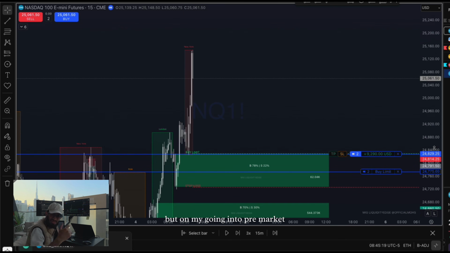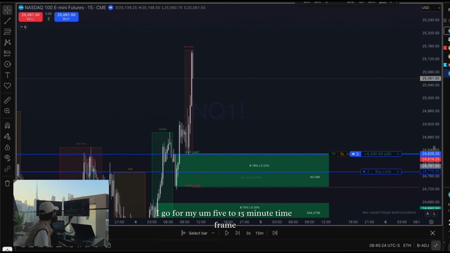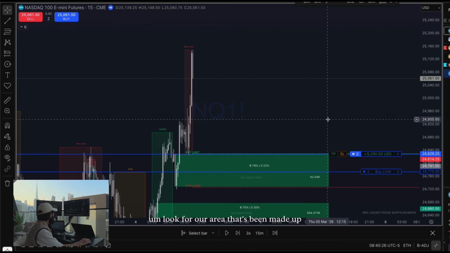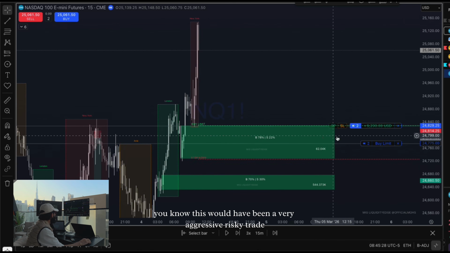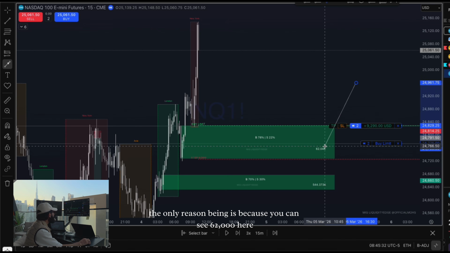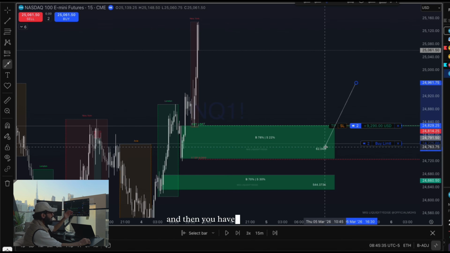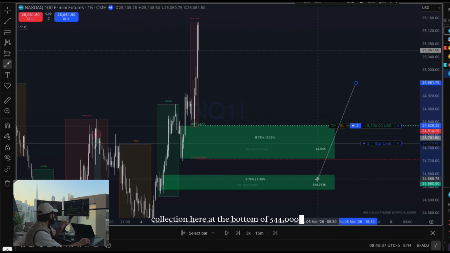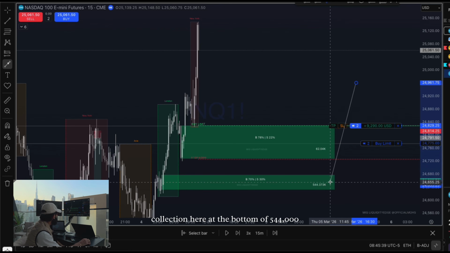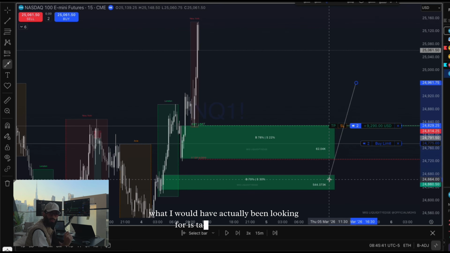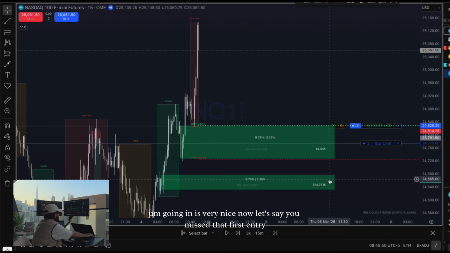But going into pre-market, I go for my 5 to 15 minute time frame and look for our area that's been made up. This would have been a very aggressive, risky trade, the only reason being that you can see 62,000 here, and then you have that London collection here at the bottom of 544,000. So on an ideal day, what I would have been looking for is taking this entry here. The beauty is we already knew we were on an uptrend. Taking a risky trade going in is very nice.